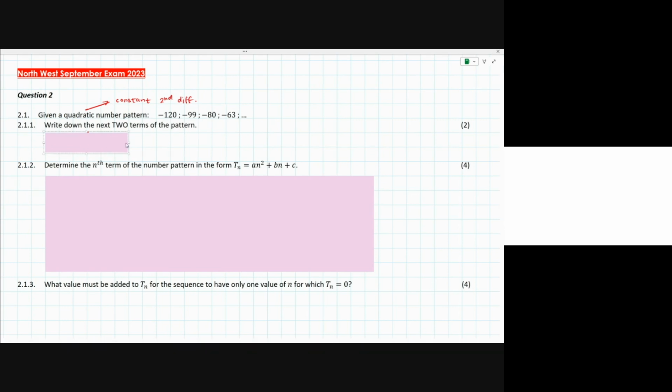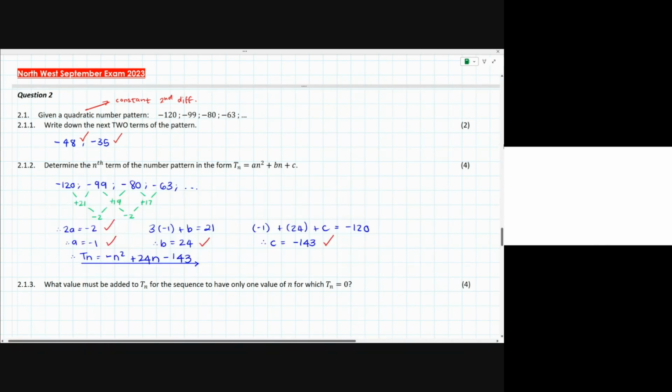Let's have a look. So the next two terms should have been relatively straightforward, negative 48 and negative 35. And then hopefully what we saw is that our constant second difference was an addition of 2. So you can see there in the green, I've sort of figured out what my differences are. And I would advise you do this. You can do it roughly in pencil, just so you know what you're working with. Then we have to use those three equations that I gave you earlier. The 2a equals your second difference. 3a plus b equals your first difference. And a plus b plus c equals your first term of your sequence. Solving for a, b, and c gives you Tn.